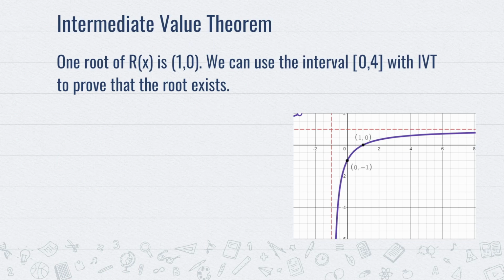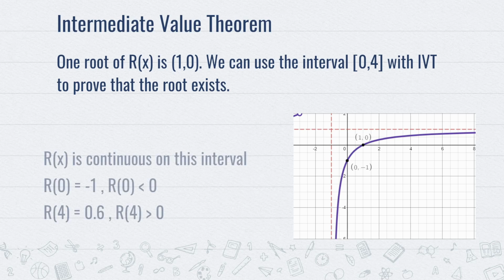The intermediate value theorem. That's a lot to say. I'll call it IVT. Well, to prove that the IVT works, I'll choose the point (1, 0) on our function in the closed interval 0 to 4. By the way, the function is continuous on this interval, so IVT is going to work. We see that r at 0 equals negative 1 and r at 4 equals 0.6. Therefore, by IVT, there must be a value in the interval 0 to 4 that makes r of x equal 0.